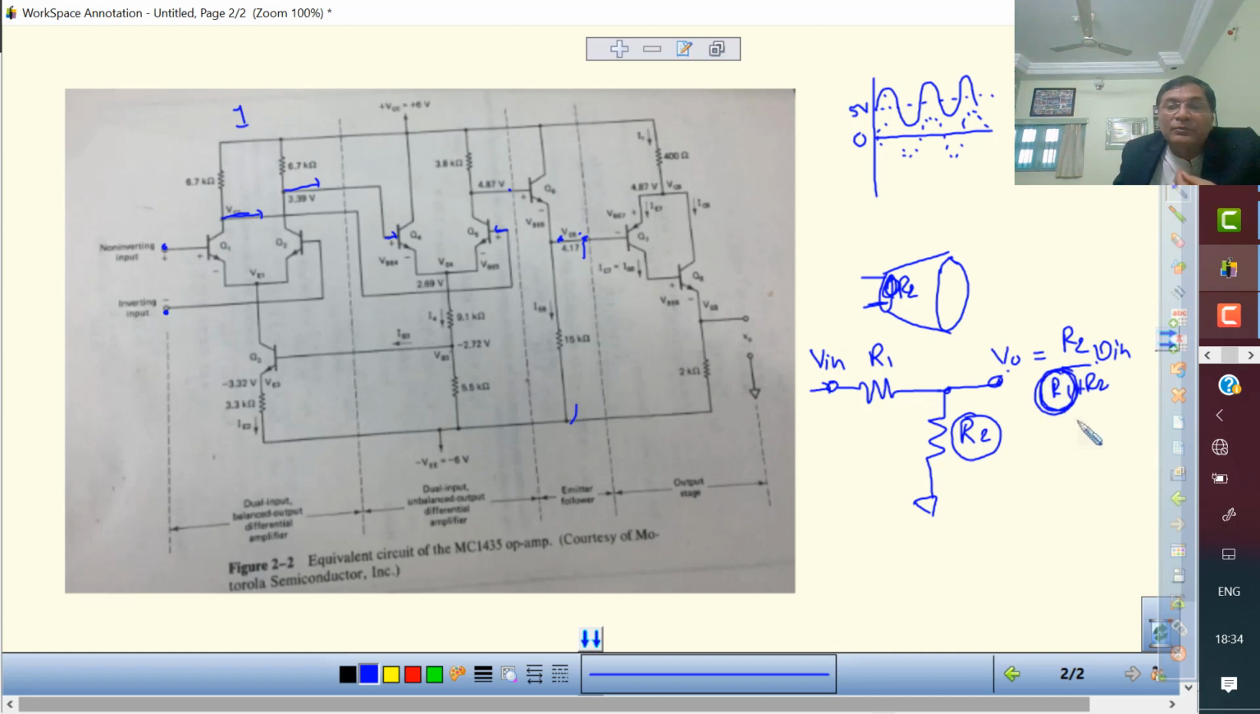So if you want to minimize the R1, this is not in our hand. We cannot minimize this. So one more block is added here, and it is called output stage, and it is made of what? A complementary symmetry push-pull amplifier.